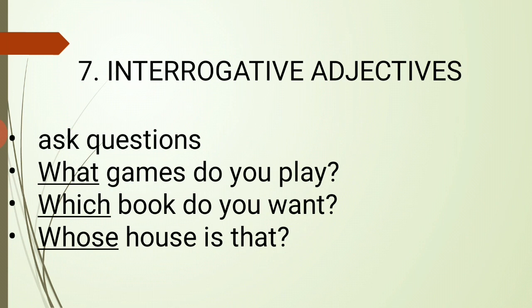So the words what, which, whose are called interrogative adjectives when they are used with nouns for asking questions. For example, what games do you play? Which book do you want? Whose house is that? So in these sentences, what, which, whose are adjectives. They are called interrogative adjectives. Why? Because they are used with nouns like games, book, house to ask questions.